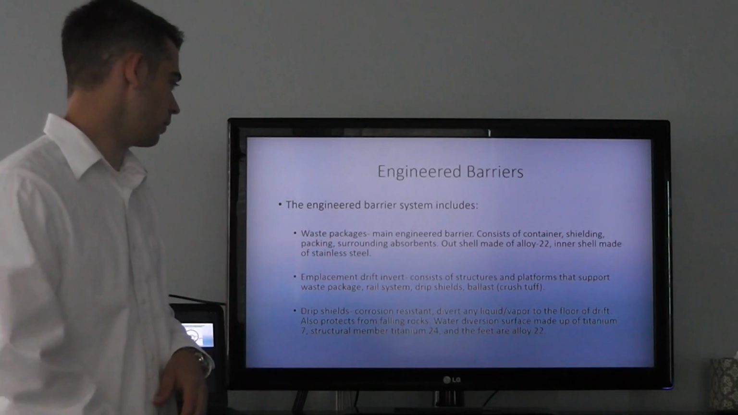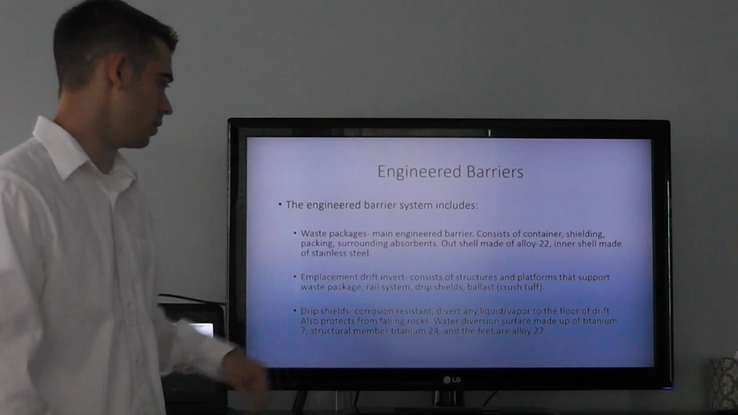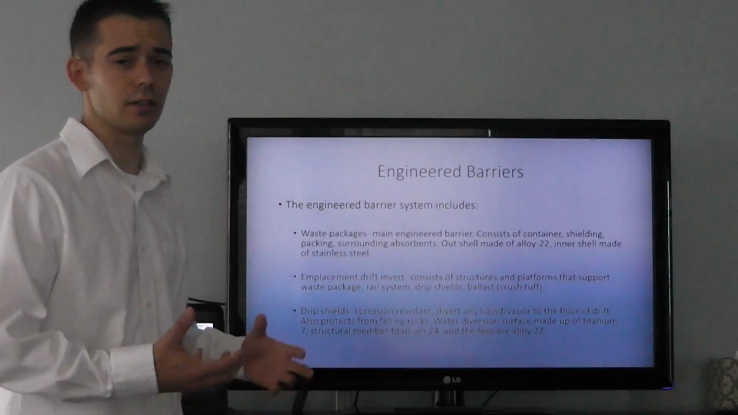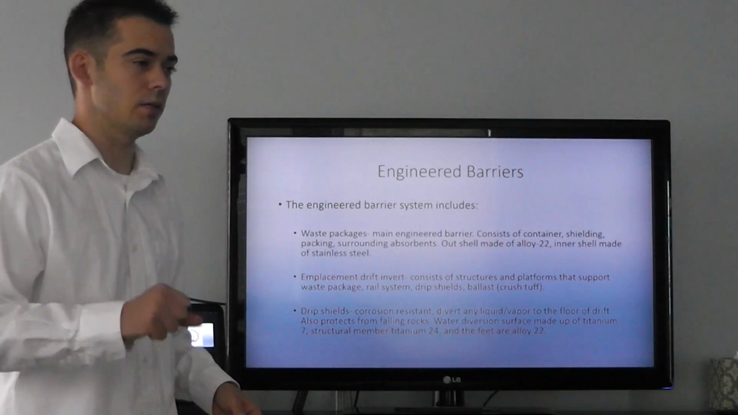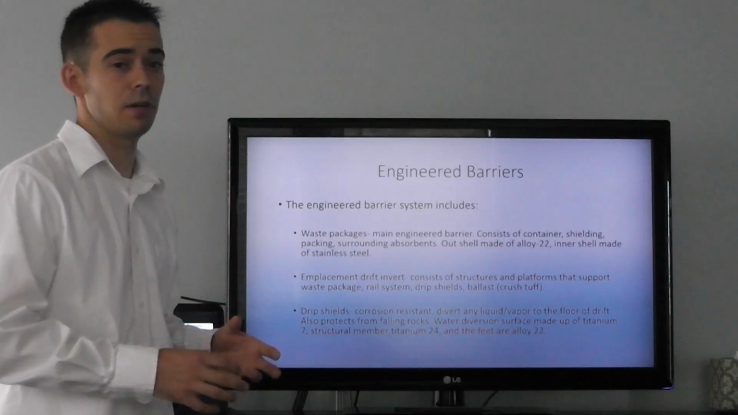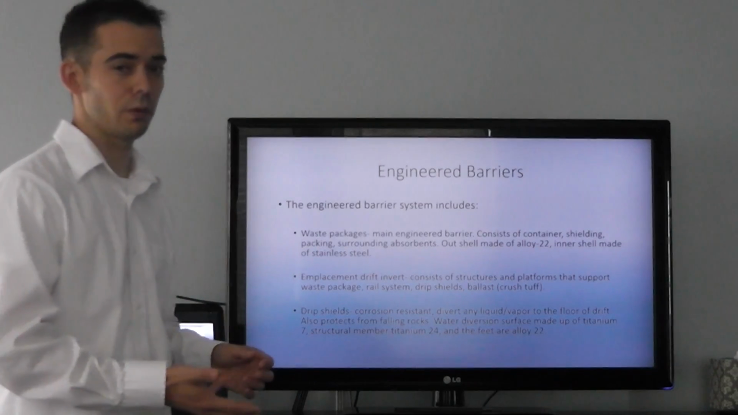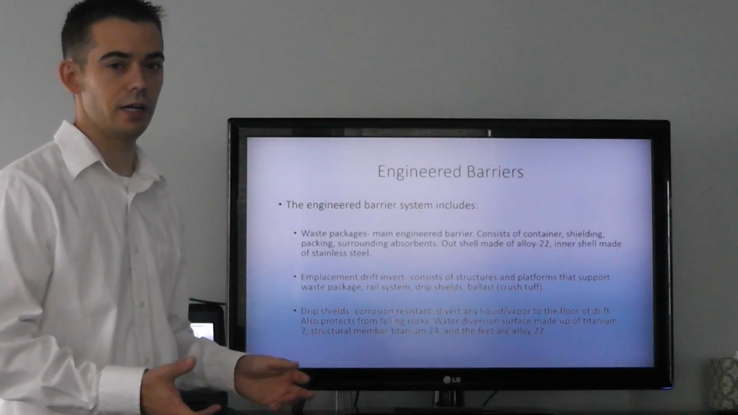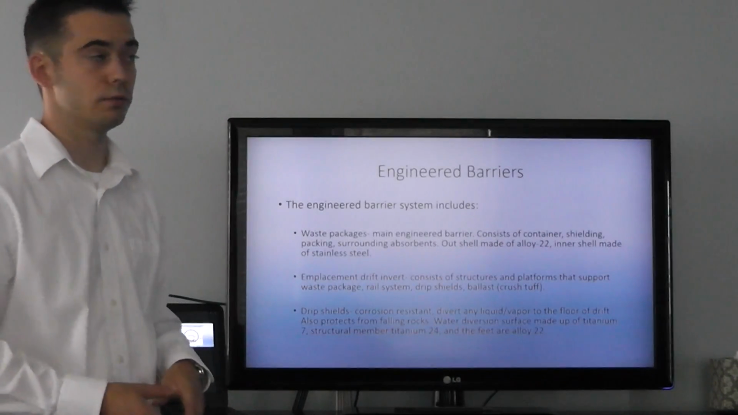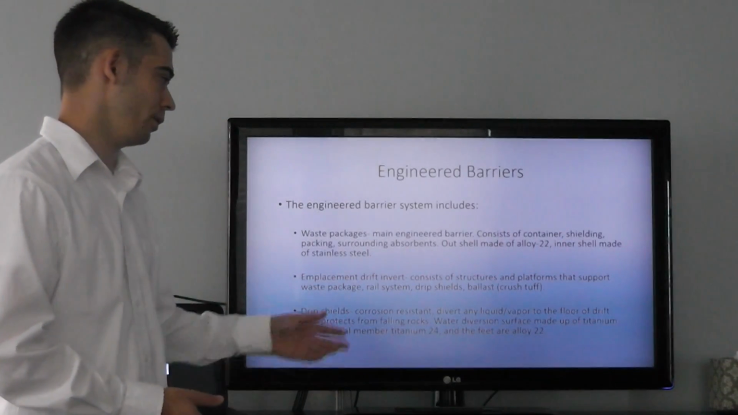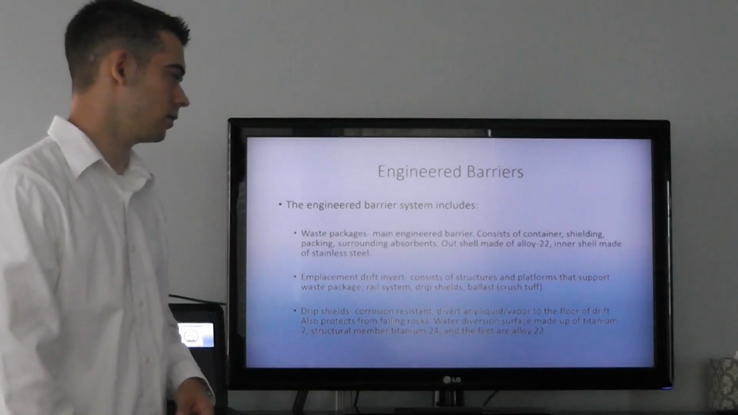The emplacement drift invert consists of the structures and platforms that support the waste package, the rail system, drip shields, and ballast. Ballast is crushed tuff, basically the inside of the mountain that they removed to dig the repository. They crush it up to be granular, and they put it underneath the waste packages. That's supposed to diffuse any radionuclides and make a path that's hard for them to travel through to escape. Also, because it's the actual mountain material, it's able to absorb the heat generated from the packages.